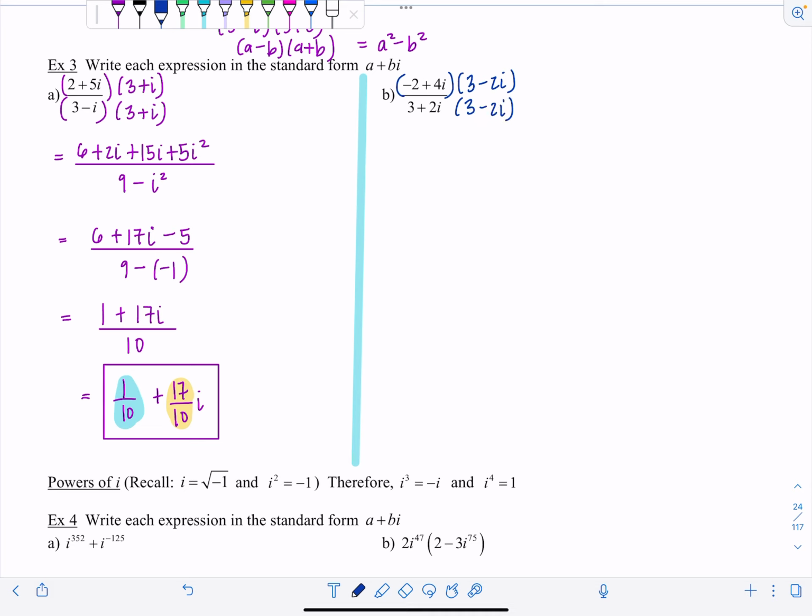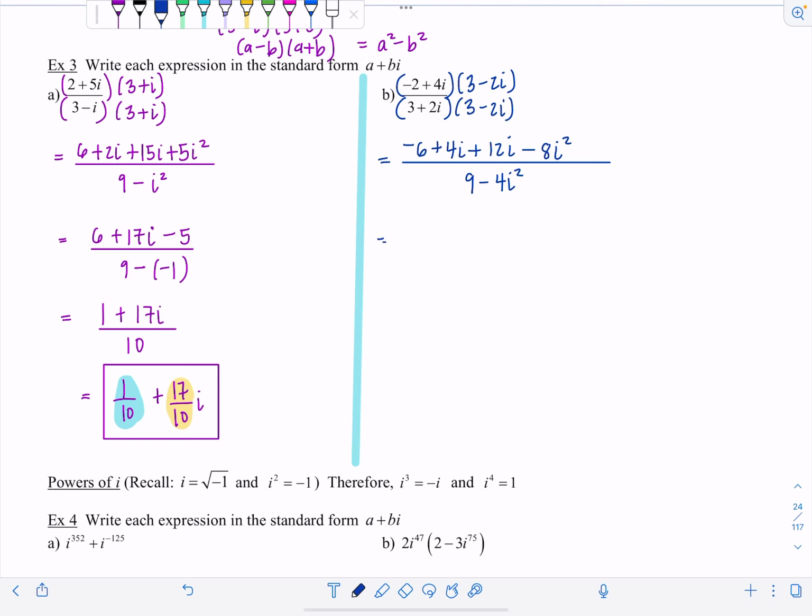Wonderful. So FOIL out the numerator. Let's see. We've got negative 6 minus 4i. No, I'm lying. Plus 4i. Forgive me. Plus 12i. Minus 8i squared. And then in the denominator, again, we're going to end up with a difference of squares. So this is going to be 9 minus 4i squared.